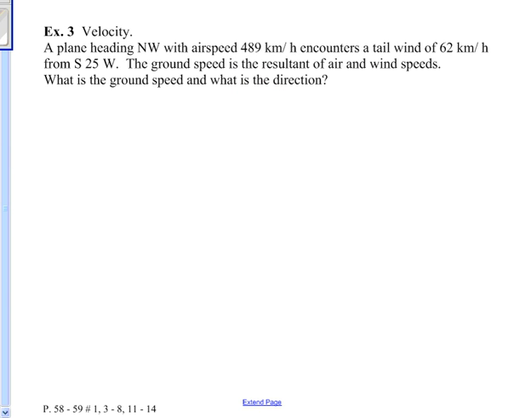Example number 3 is about velocity, the same as our first question, but this one is a bit more challenging. We are going to try to answer this problem in 2 different ways. The first method that we're going to use is component form from a few days back. We are going to look at the airspeed of this plane and the wind and look at their horizontal and vertical components and put those 2 things together to get our resultant.